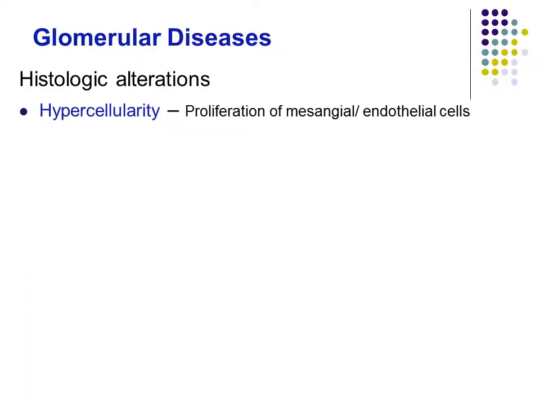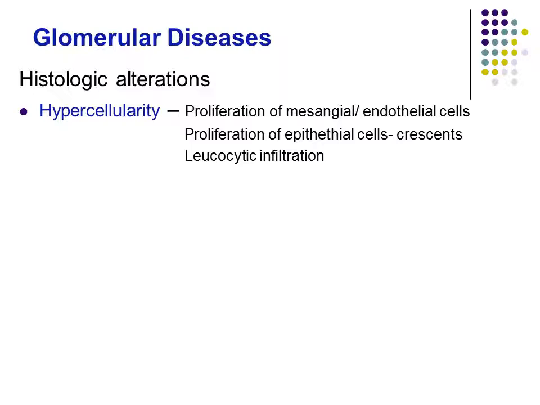In the glomerular diseases, there are some histologic alterations. Okay, these are certain terms which you should understand because these are going to be used frequently hereafter. First is hypercellularity of the glomerulus. This hypercellularity of the glomerulus is due to proliferation of either mesangial or endothelial cells, proliferation of epithelial cells, that is crescent formation, especially the parietal epithelial cells will show you crescent formation. And when there is an inflammation, obviously there will be leukocyte infiltration leading to hypercellularity of the glomerulus.